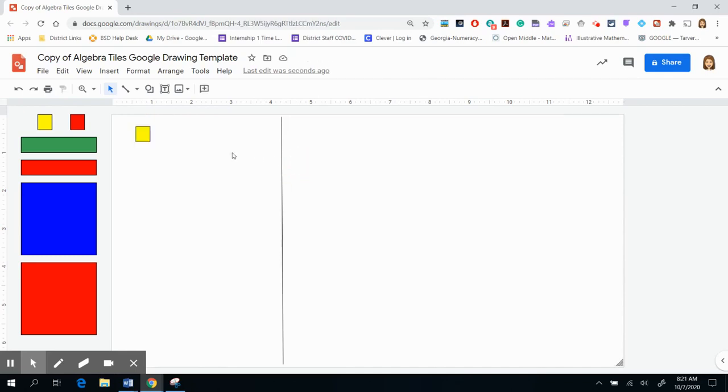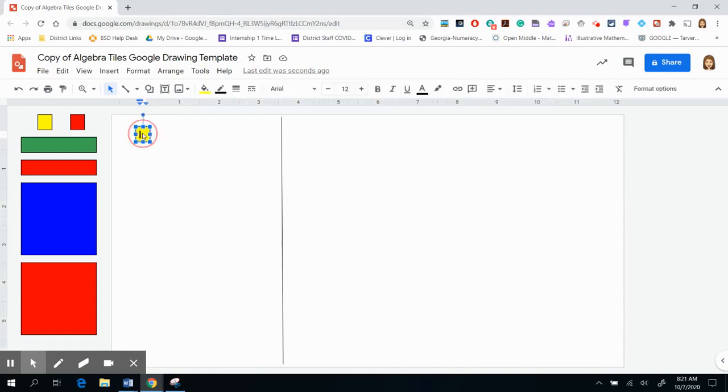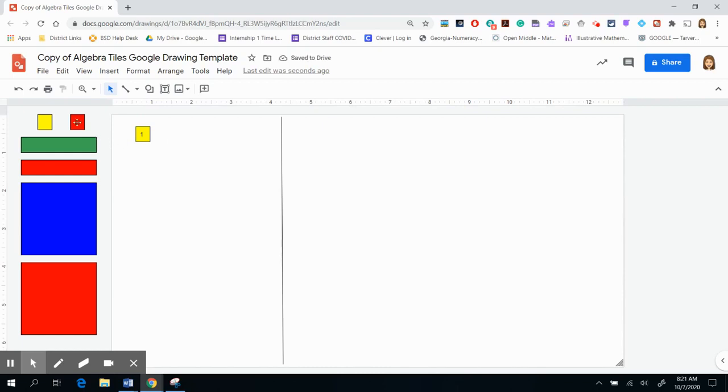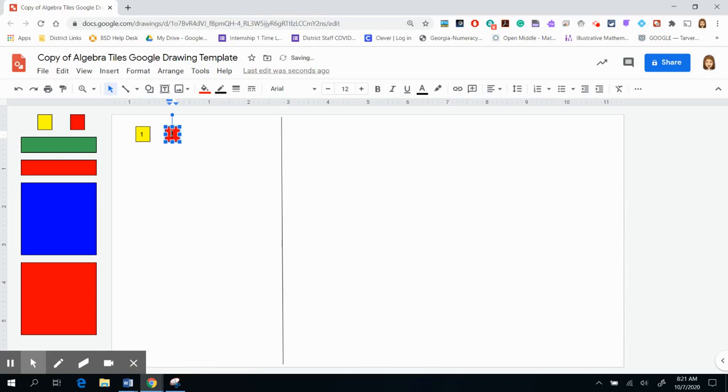So when experimenting with the actual physical algebra tiles, we discovered that the side lengths of the actual algebra tiles are 1 centimeter by 1 centimeter. Well, 1 centimeter by 1 centimeter is 1 square centimeter. This has the value of 1. Let's take a look at this congruent square. It is also the same size and shape as the yellow, but it's red. This is going to represent -1.